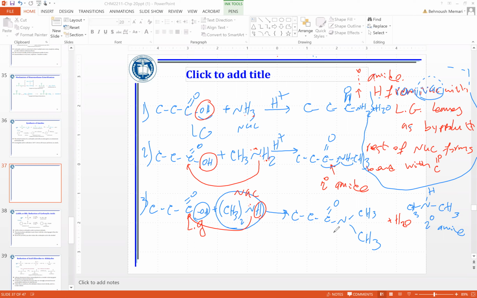How would you classify this amide? Is it primary, secondary, or tertiary? If you count the number of carbon-nitrogen bonds, or how many carbons the nitrogen is attached to, we have 1 here, and 1. So this is going to be tertiary. This is ammonia. Let me write again.